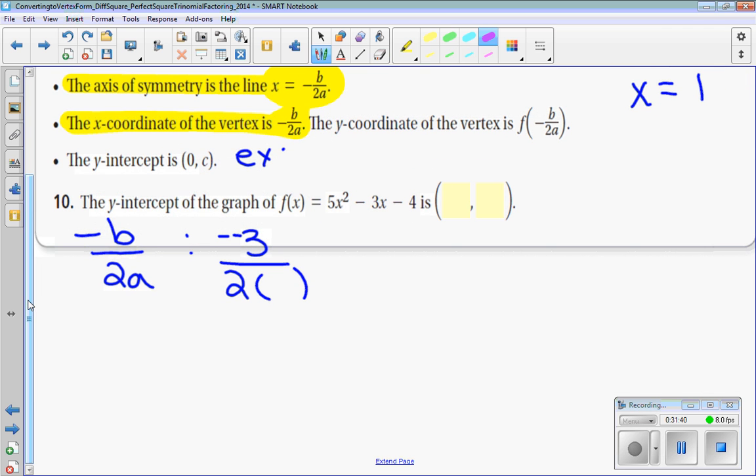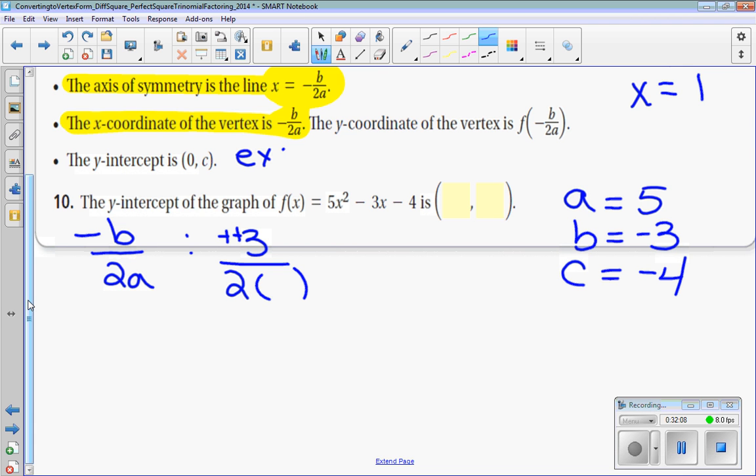We'll just write a, b, and c if that helps. A in this case is 5, b in this case is negative 3, and c is negative 4. Okay? Kind of to piggyback on Alexis's question, looking at the numbers, that's how we came up with what a, b, and c are. Negative b. If b is already negative, can't I make it a positive? 2a. What's a? 5. So this is going to be 3/10.